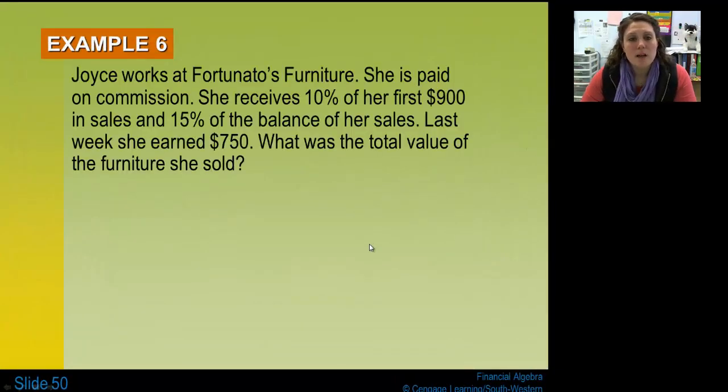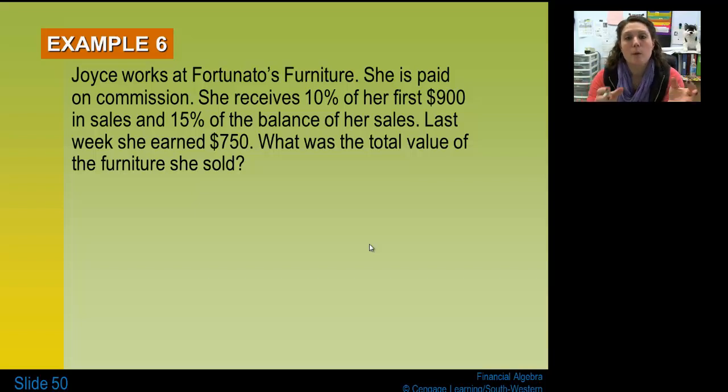Example 6. Joyce works at Fortunato's Furniture. She is paid on a commission. She receives 10% of her first $900 in sales and 15% of the balance of her sales. Last week she earned $750. So that $750 is her commission. That's what she was paid. We need to figure out the total value of the furniture that she sold.